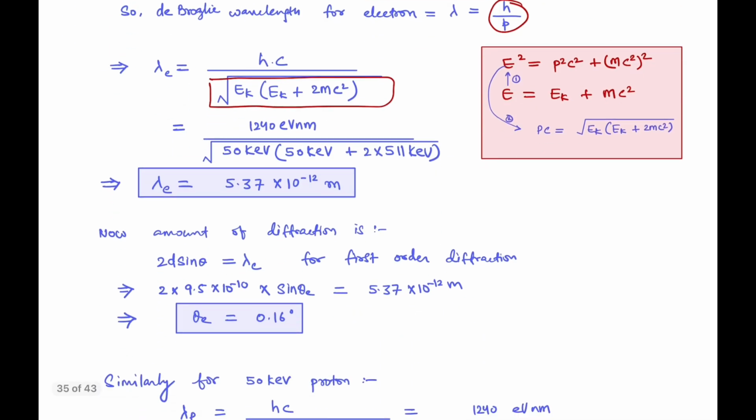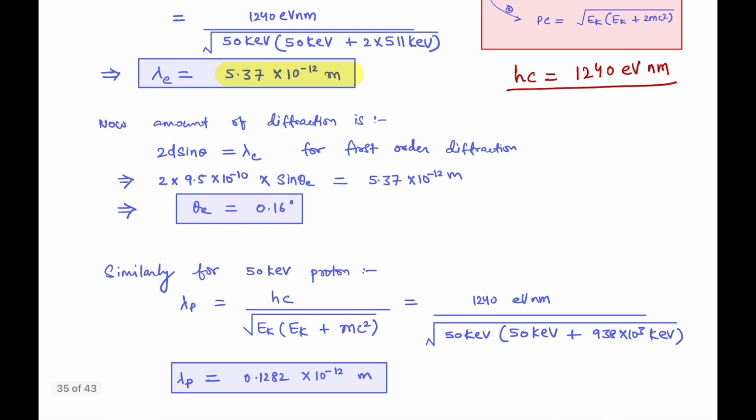When you substitute all the values, let me tell you again that hc is actually 1240 electron volt nanometer. This is a ready-made result, you should remember. Whenever you substitute all the values, you get the wavelength for the electron to be 5.37 multiplied by 10 to the power minus 12 meter.